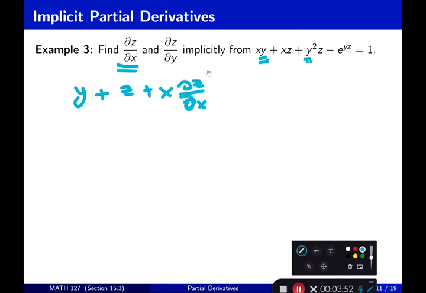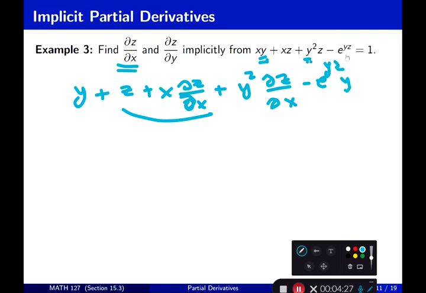Now these two were one term, the derivative of one term. Now you have y squared times z. Y squared is constant and stays. The derivative of z is just the partial of z with respect to x. Then you have negative e to the power yz. The derivative of an exponential is itself times the derivative of the exponent, which is, y is constant, partial z partial x, equal to 0.